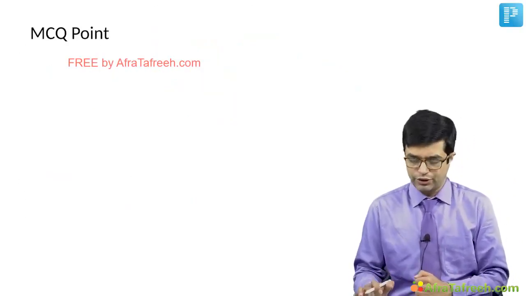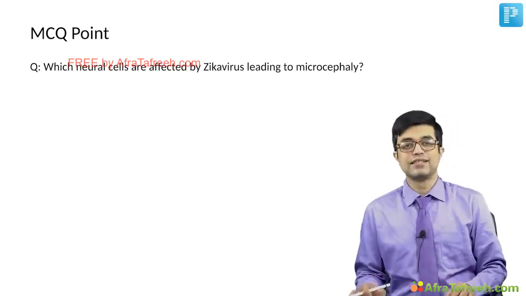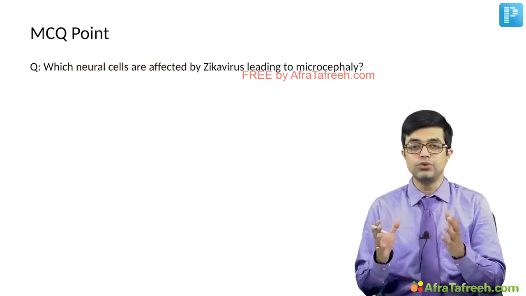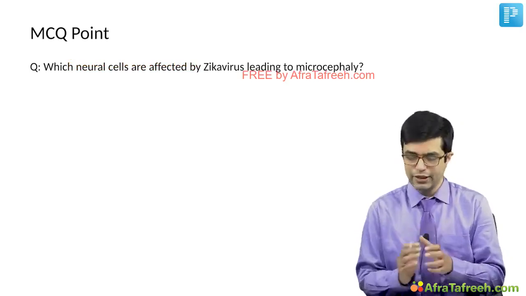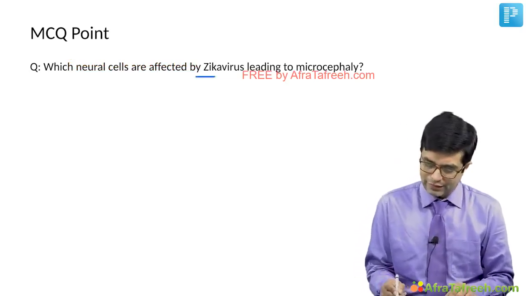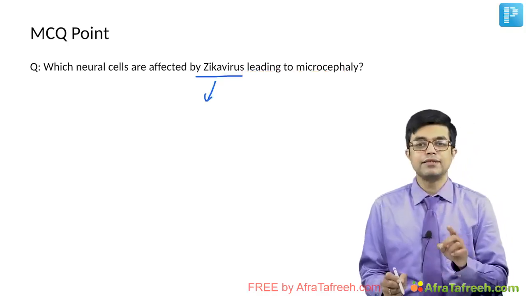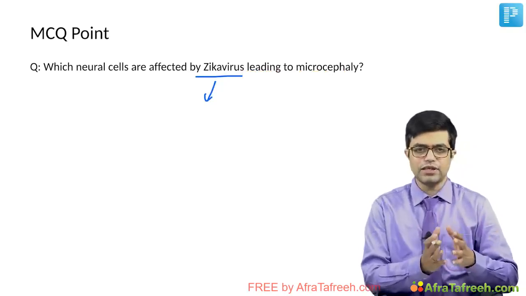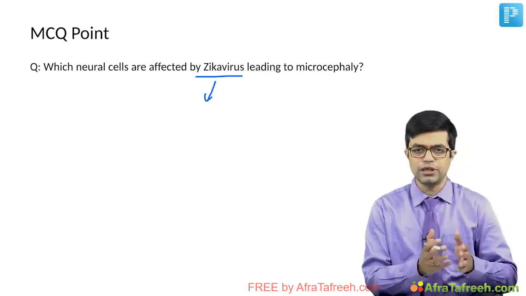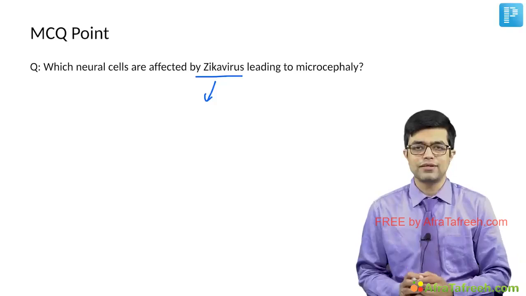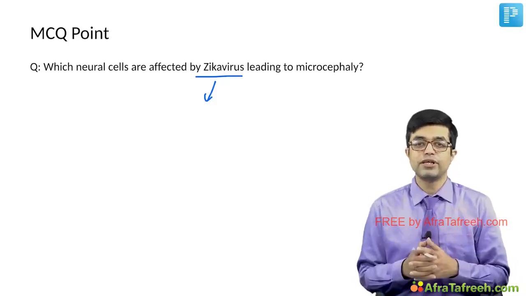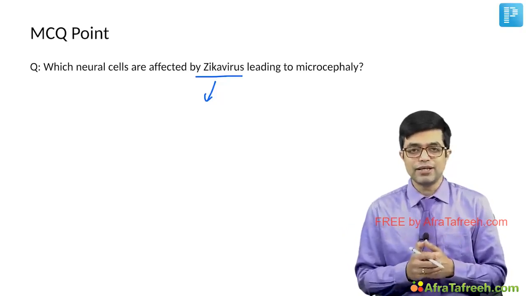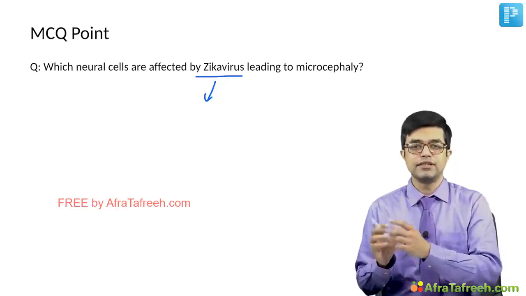Now the MCQ point. Which neural cells are affected by Zika virus leading to microcephaly? By itself, it is a huge topic which has been dealt separately. But remember that Zika virus is transmitted through the bite of mosquito to the mother. It crosses the placental cells, causes infection in the Hofbauer cells of placenta, which are lymphohistiocytic cells in placenta, and from there it reaches the fetus.